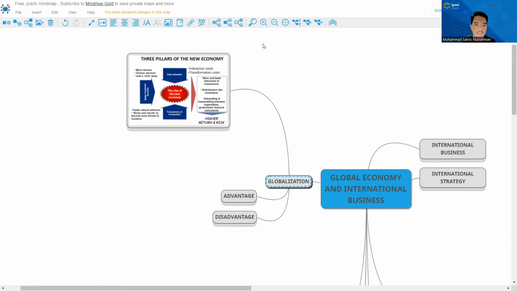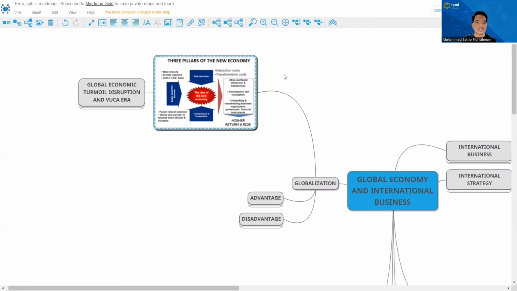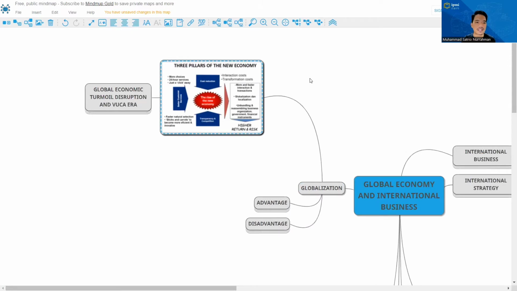From these pillars, it will create the rise of the new economy: more and faster interaction and transactions, globalization and localization, unbundling, reassembling, business organization, etc. Which means it will be higher return and higher risk. From these 3 pillars, it will also create global economic turmoil, disruption, and the VUCA era.